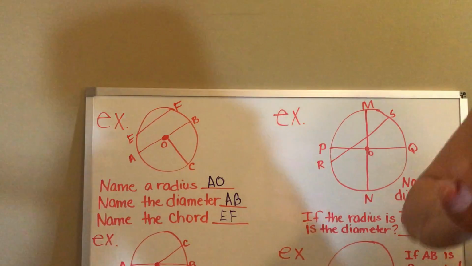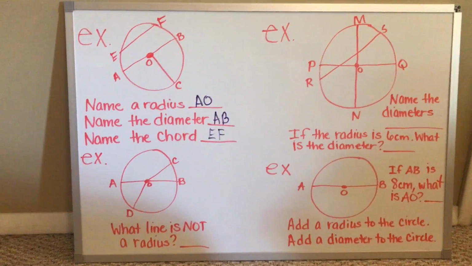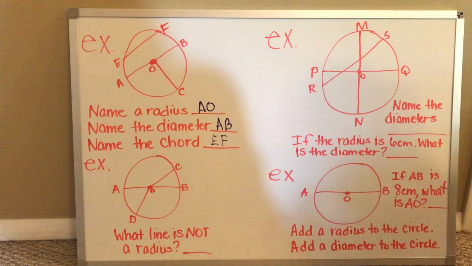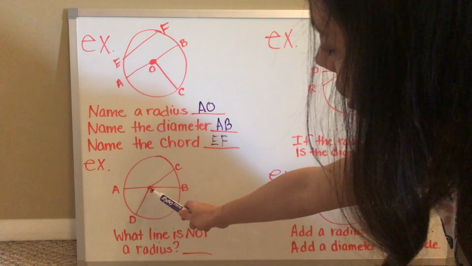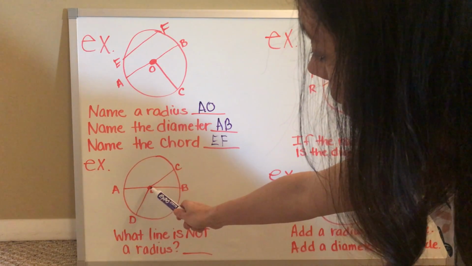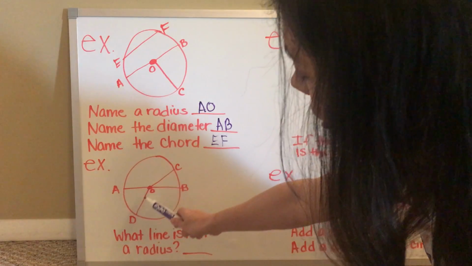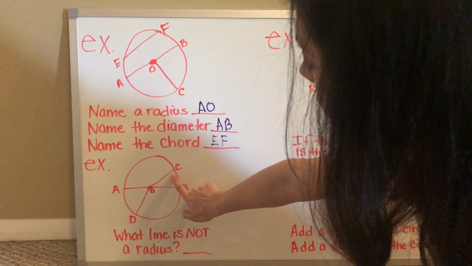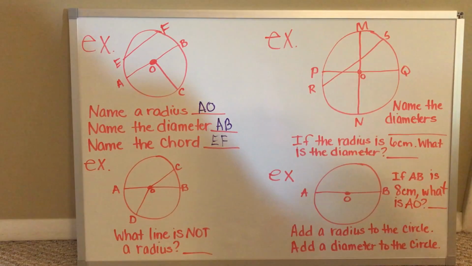Okay, our next example, let me slide down just a little so you can see it. All right, next example is what line is not a radius? So let's look at all the ones that we have on here. So we have CO. I know that is a radius because it stops right here. This line does not continue on. It's not a straight line, so that would not be a diameter. So CO would be a radius. DO would also be a radius.